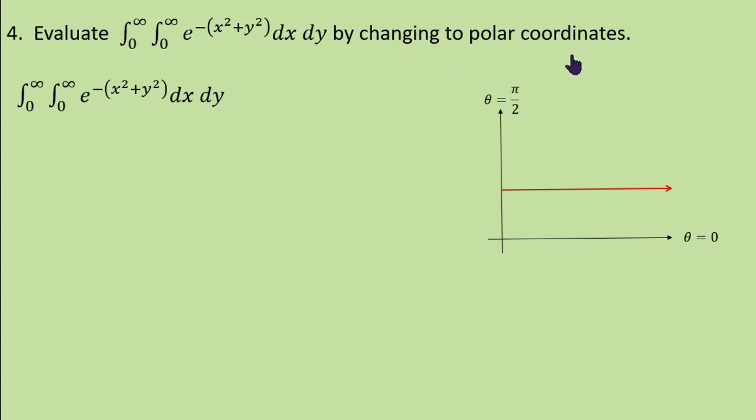Now, when you are going to change into polar coordinates, theta varies from 0 to pi by 2. For every theta, r varies from 0 to infinity. That means this line from 0 to infinity covers radially, and hence r varies from 0 to infinity. So, this line is from 0 to pi by 2. Rotate this line, that means it covers the first quadrant.